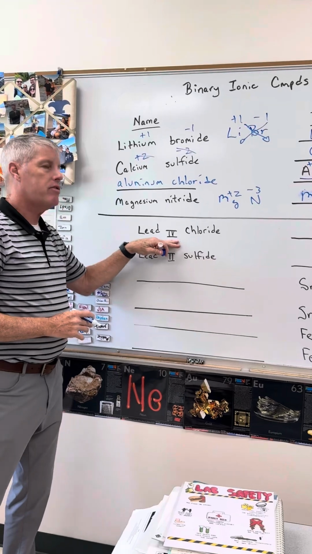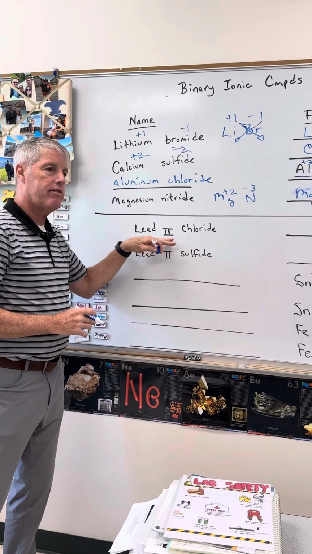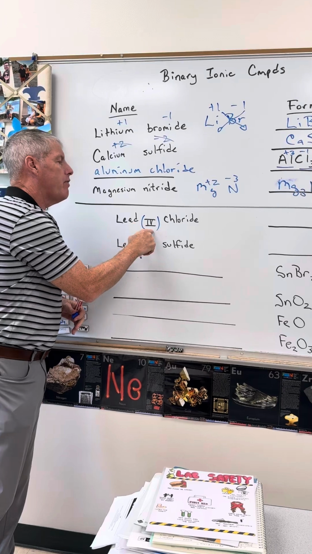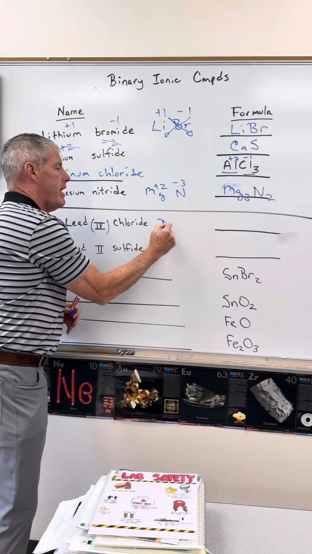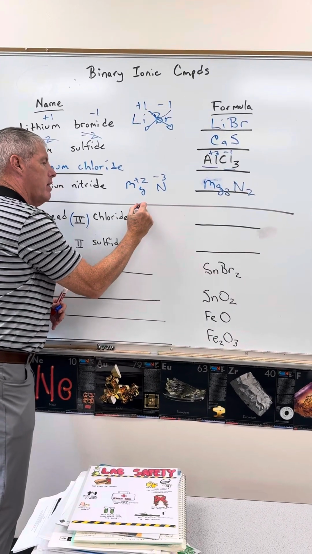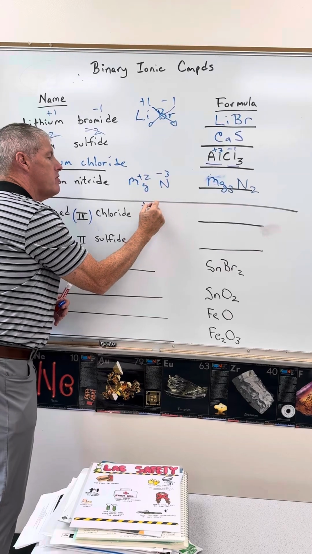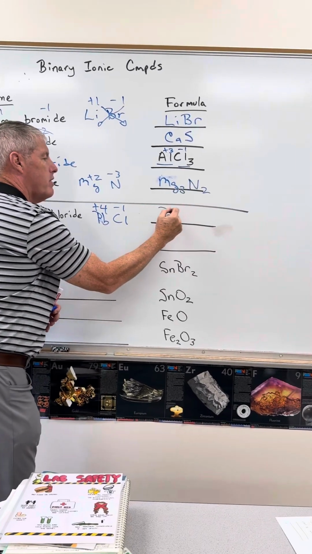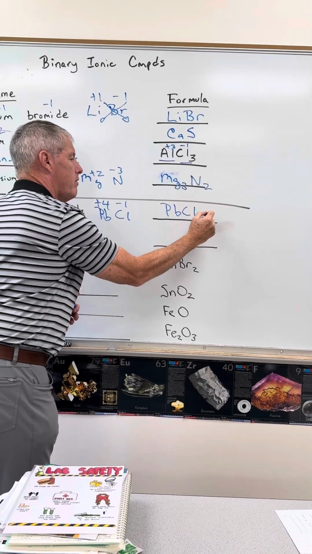Moving down, we have metals, but now they're transition metals. So transition metals, because they have more than one charge, have to have their charge identified in Roman numerals. So this one is lead(IV) chloride. The lead has a charge of +4, the chloride has a charge of -1. So when you crisscross, you get PbCl4.